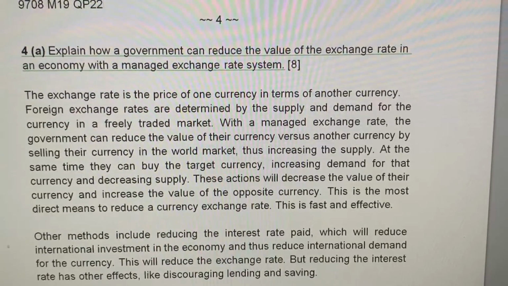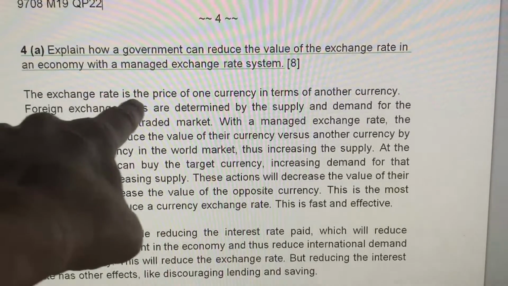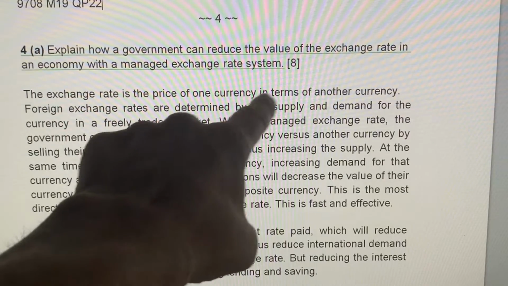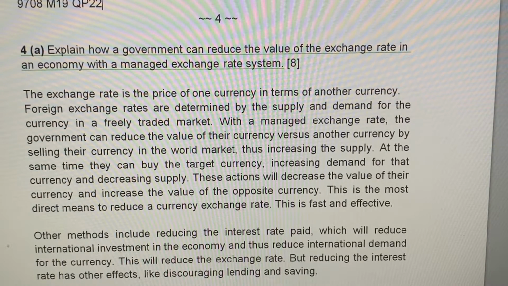So let's see. First, I'll define the exchange rate. The exchange rate is the price of one currency in terms of another currency. That's all it is. Then I go on to say, foreign exchange rates are determined by the supply and demand for the currency in a freely traded market. That's a floating exchange rate, right?